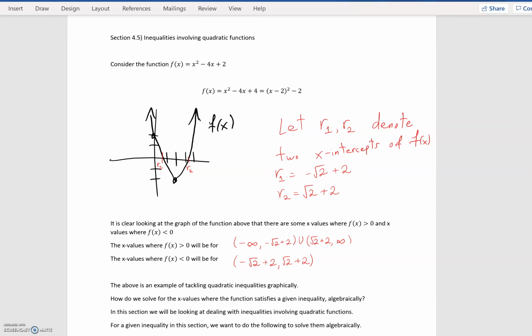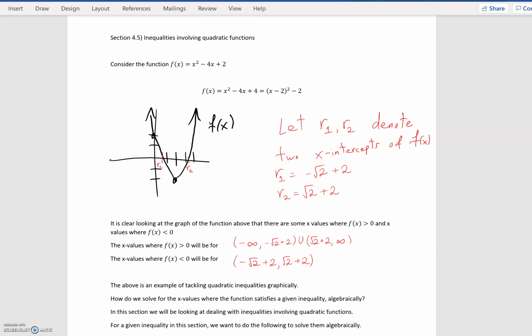Looking at the graph, there are some x values where the function is positive, and there are some x values where the function is negative. The function is positive for x values that are less than the first root, negative square root 2 plus 2, and it is also positive for x values after the second root, square root 2 plus 2.